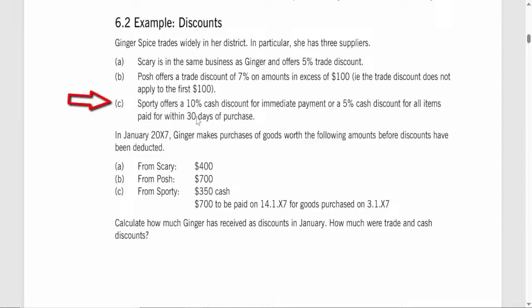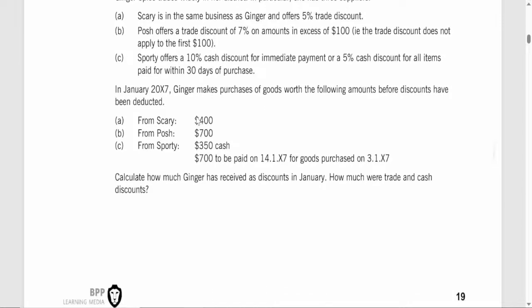3. Sporty's discount. Sporty, the 3rd supplier, takes a different approach and offers cash or settlement discounts. These are based on how quickly Ginger pays. Sporty provides 2 options. If Ginger pays immediately, right when she makes the purchase, she gets a 10% discount. If she can't pay immediately but pays within 30 days, Sporty still offers a discount, but at a reduced rate of 5%. So, the faster Ginger pays, the larger the discount she receives. This approach encourages her to pay quickly, either on the spot or within a short time frame.